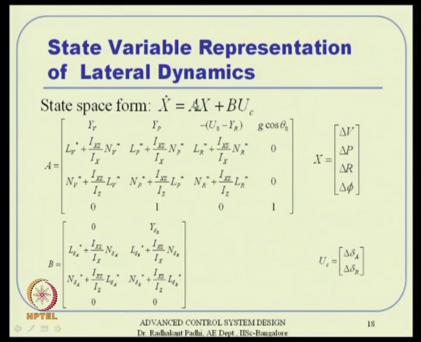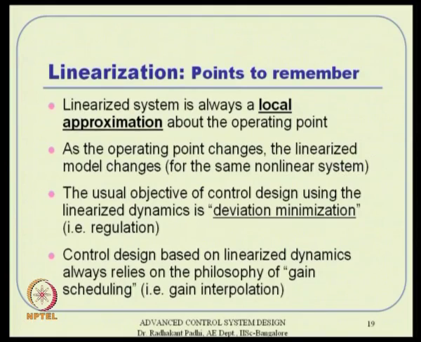So, we are ready to apply linear system theory to analyze the system further, as well as to design control systems. So, what are the points to remember here, in the entire linearization process. As I have been repeating, linearized systems are always local approximations about the corresponding operating point. A linearized system is always a local approximation about some operating point. So, without an operating point, linear systems do not make any sense.